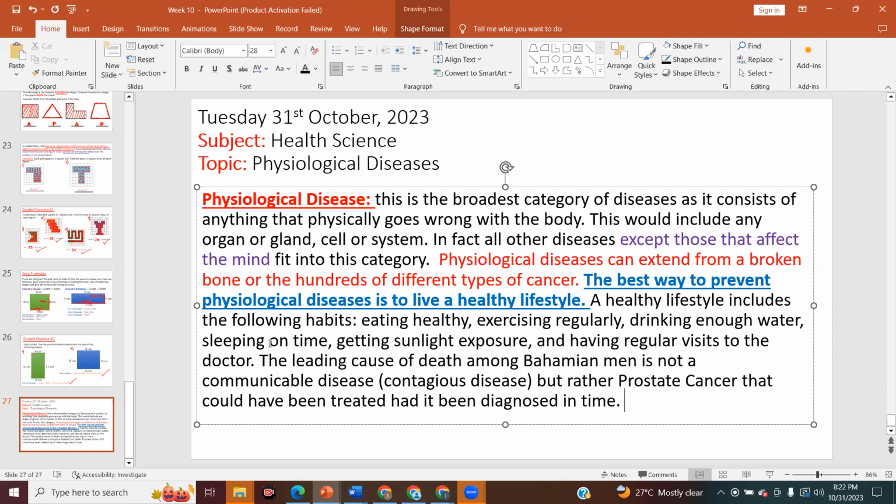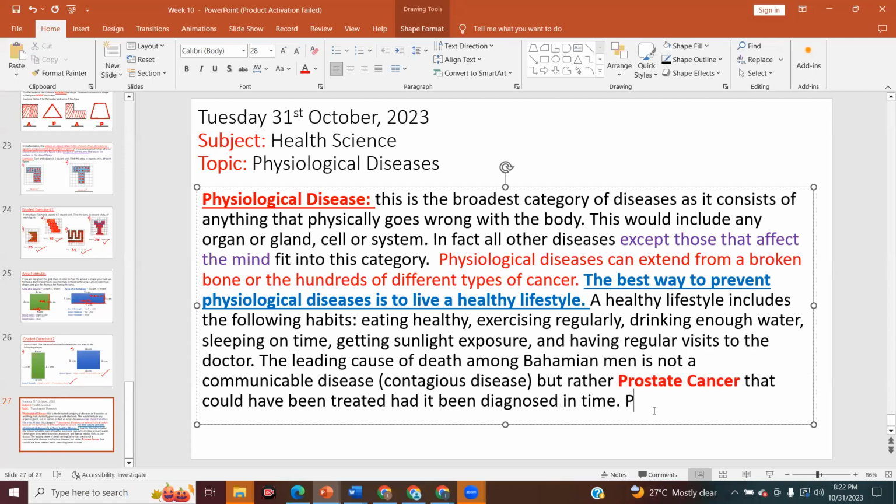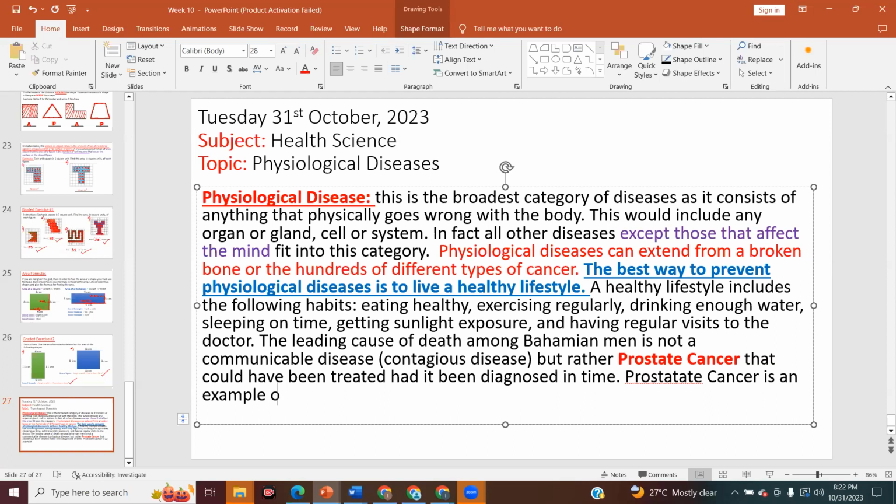So prostate cancer is what's killing Bahamian men. Prostate cancer is a physiological disease. Prostate cancer is an example of a physiological disease. All right.